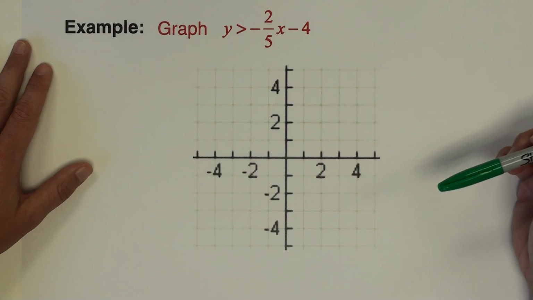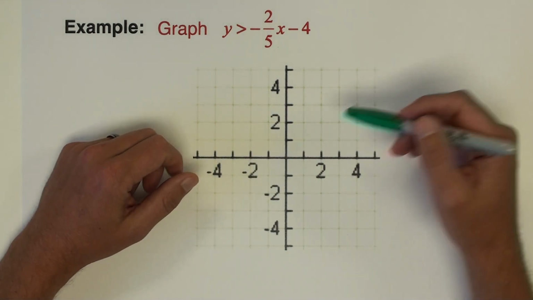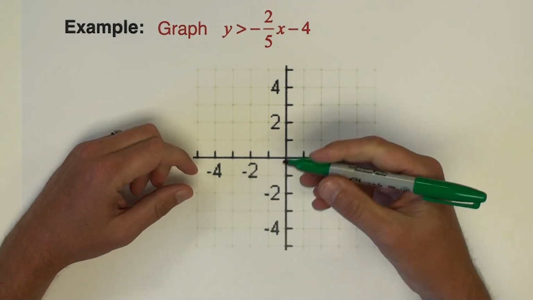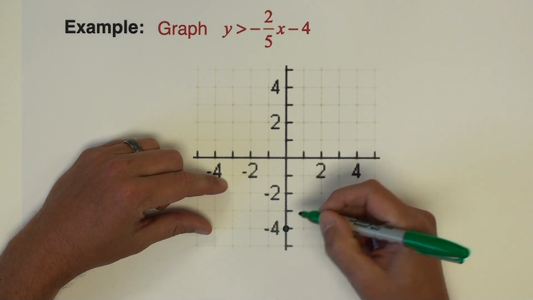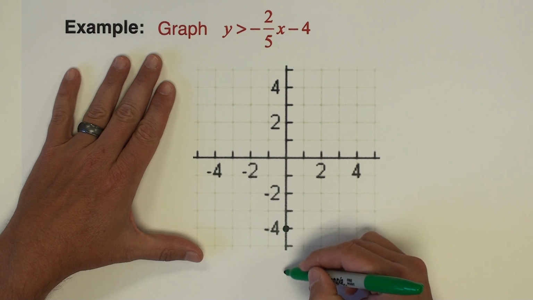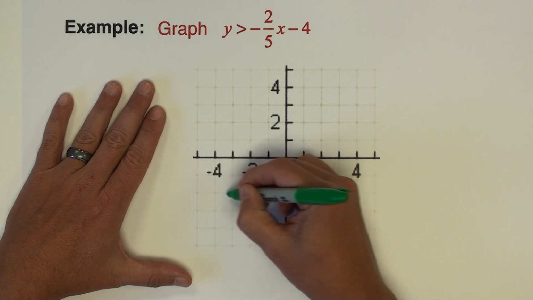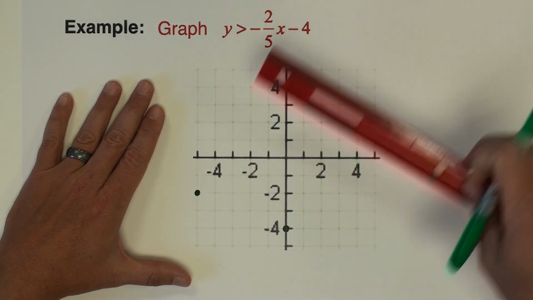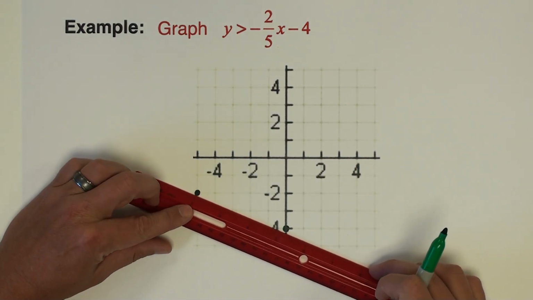Alright, this first problem we are graphing y is greater than negative 2/5 x minus 4. I'm going to start by plotting the points of the boundary line, which are going to begin with a y-intercept of negative 4, and then have a slope of negative 2/5. Now I can't go down 2, it's going to go off my graph, so I'm just going to go up 2 and to the left 5. And from there I'll go ahead and connect my points. I am going to need a dashed line because there is no equal to on this inequality.